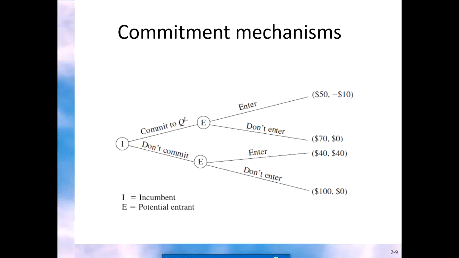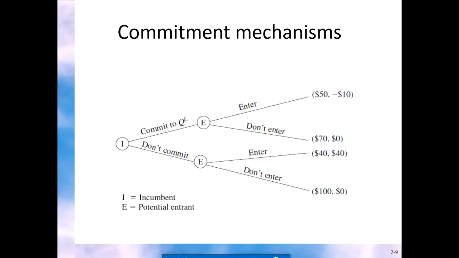So, commitment mechanism. To understand this, suppose that the monopolist has the first move. The monopolist either commits to QL or does not commit. If the monopolist commits to QL, then the new entrant has to decide whether to enter or not. If it enters, then the monopolist will earn only 50 instead of 100, and the new entrant will lose 10. But if it does not enter, since the monopolist committed to produce at QL, its profit will reduce from 100 to 70 and the new entrant will earn 0.